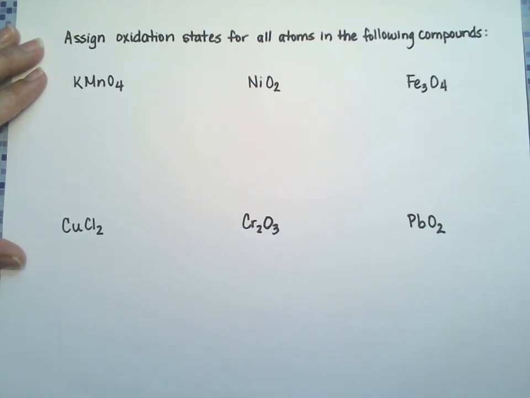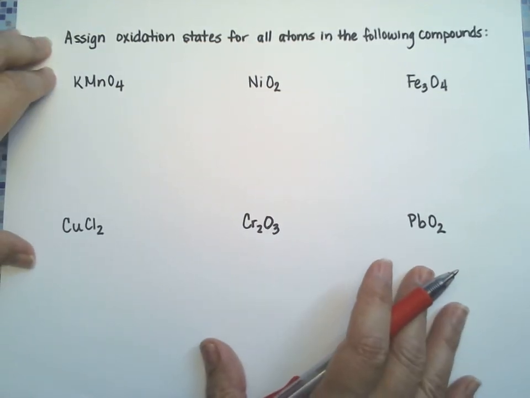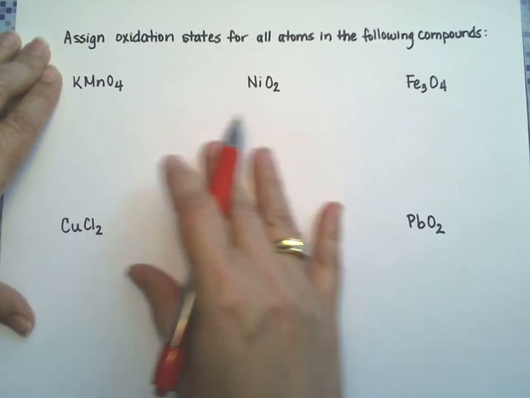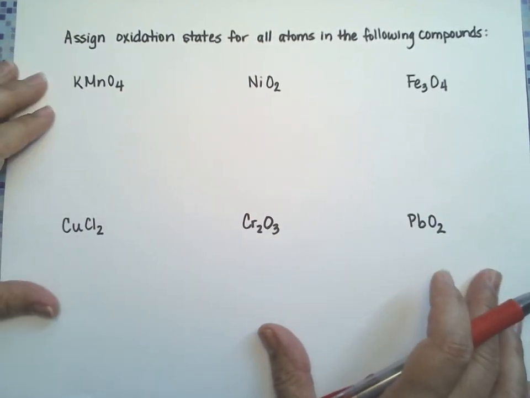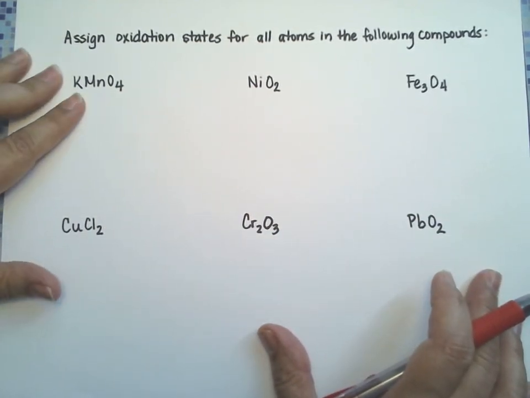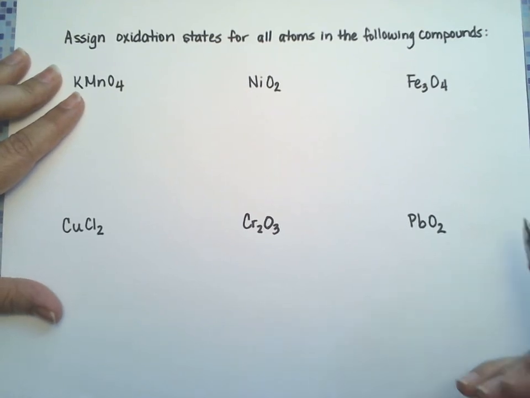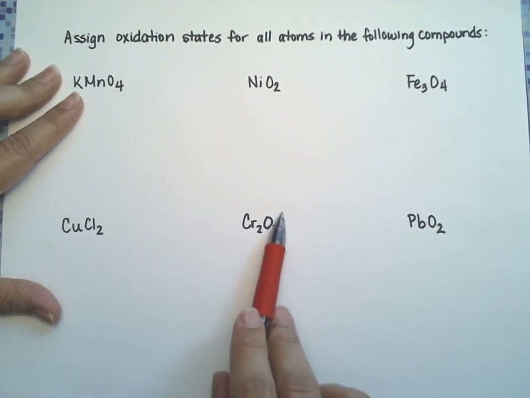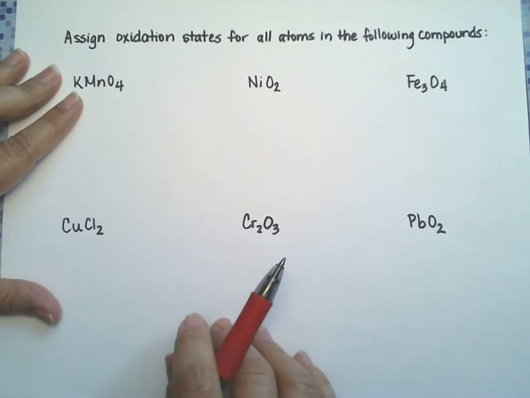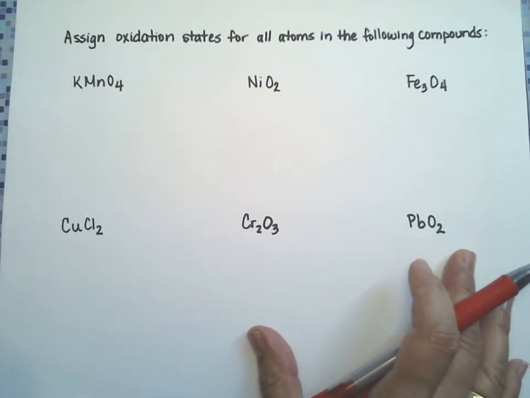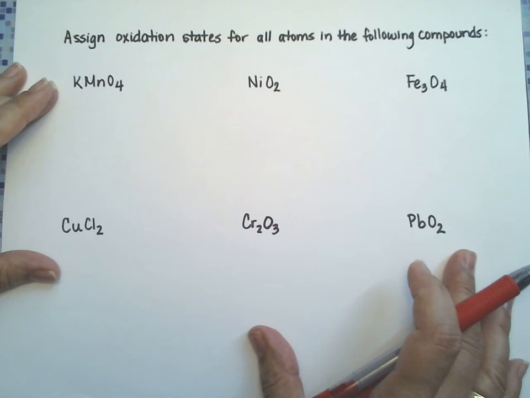In this problem, we're going to assign the oxidation states for all the atoms in the following compounds. They give us 6 compounds: potassium permanganate, nickel oxide, iron oxide, copper chloride, the chromate, and the lead oxide right here. We're going to start with the easiest ones so that we see how we're supposed to be doing this.